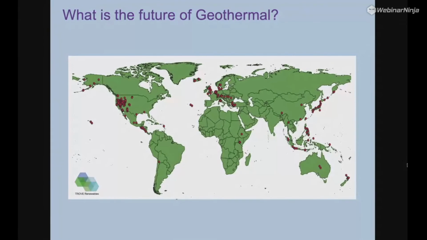So this is just showing the power plants that we have in TROVE and the thermal plants as well, for the locations that we cover that for.